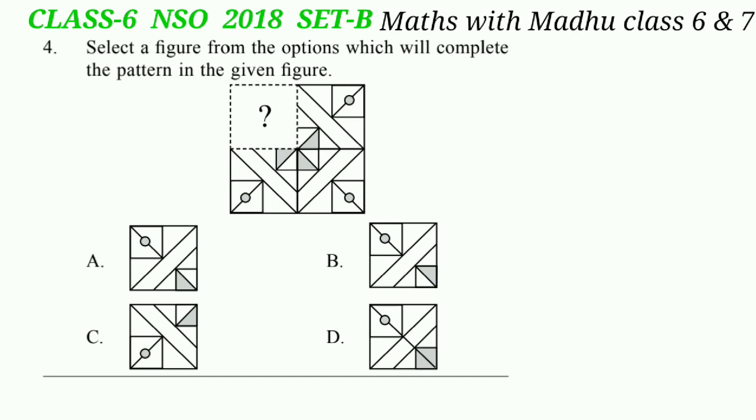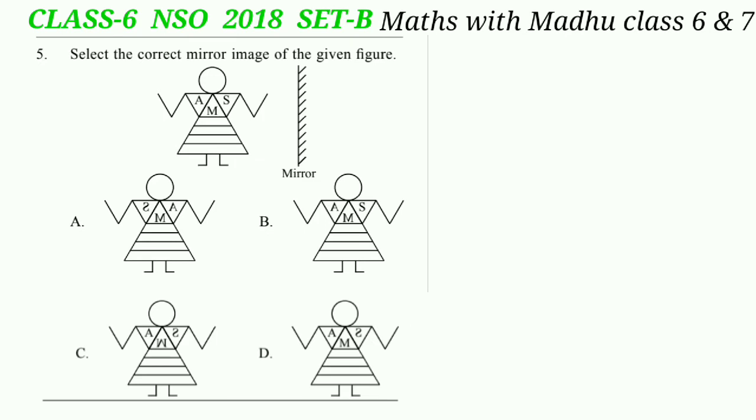Question 4. Select a figure from the options which will complete the pattern in the given figure. The correct answer will be option B. Now question 5. Select the correct mirror image of the given figure. The correct mirror image of the given figure will be option A.